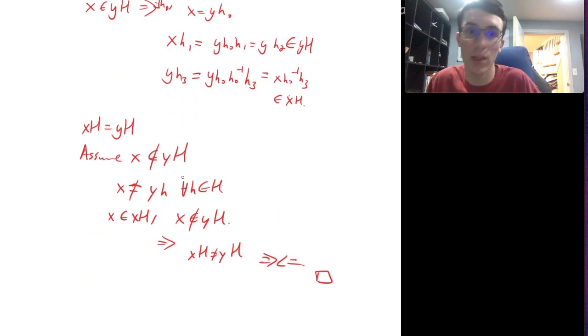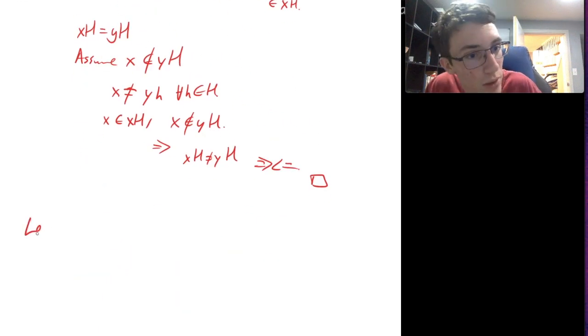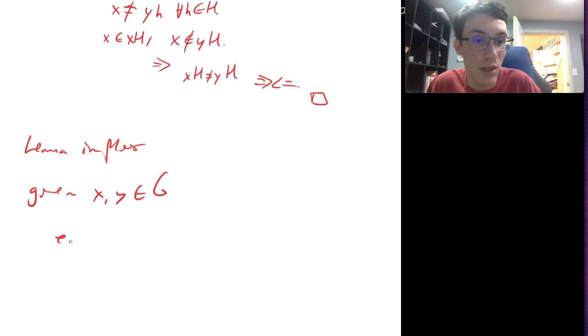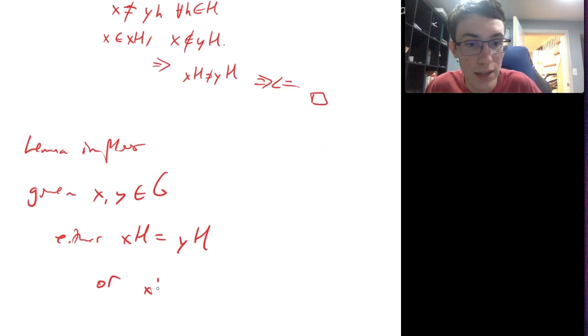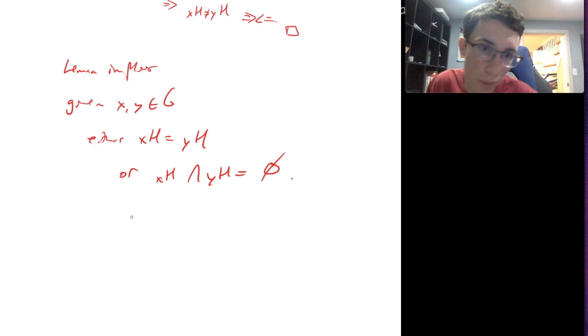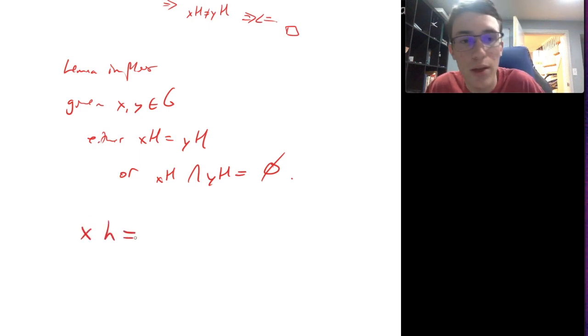Cool, so now, because of the lemma, given x, y in the group, either xH equals yH, or xH intersect yH is equal to the empty set. And this is a pretty straightforward consequence of the lemma. Okay, I'll formally prove it though. It's exactly a consequence of the lemma.